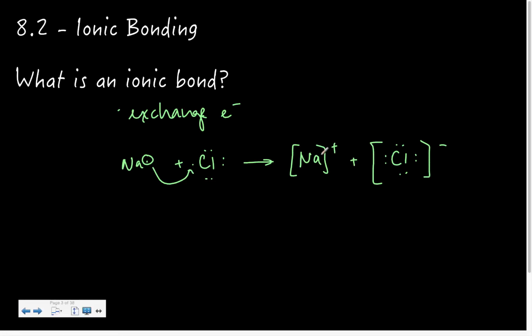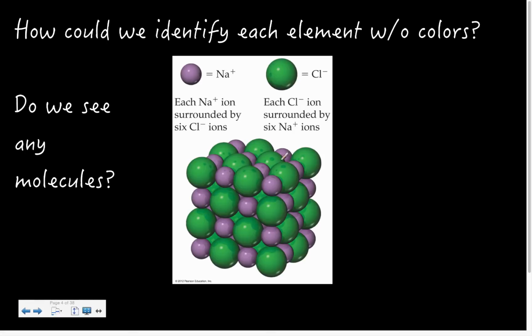And so when we're talking about this, Coulomb's law would be appropriate to talk about the relative strengths of ionic attractions, okay? So here we have the essence of an ionic bond. Do be mindful, this is a redox process, in that there is a give and a take of electrons. Okay, next up, how could we identify each element without colors?